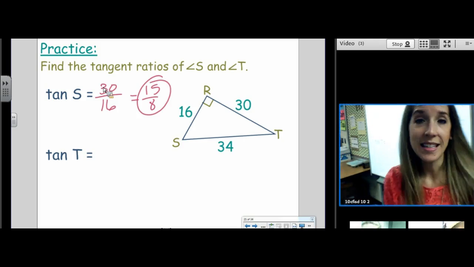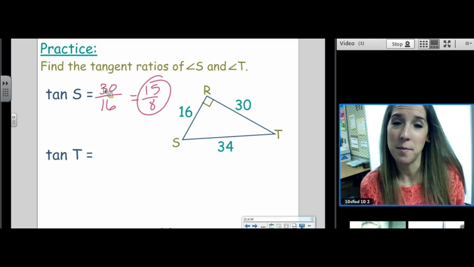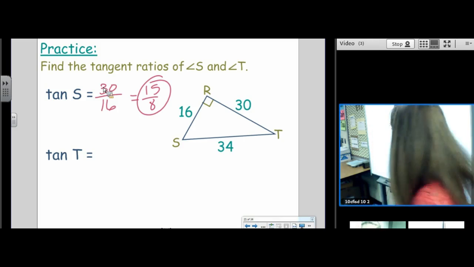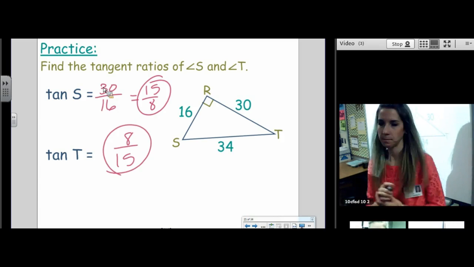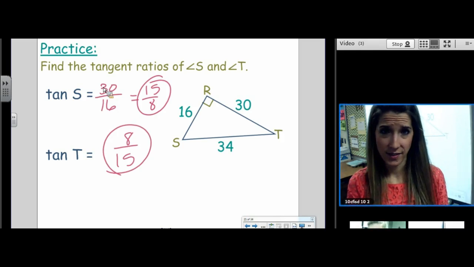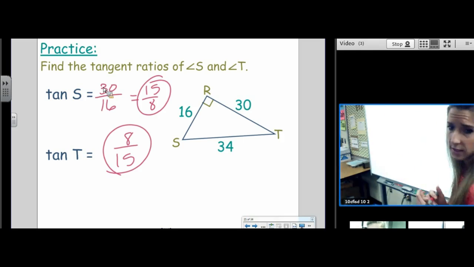And then we can find the tangent of T, or we can just remember that it's going to be the reciprocal of the tangent of S. And so you can go straight to this if you want. Opposite over adjacent. Can't say that enough. Opposite over adjacent.